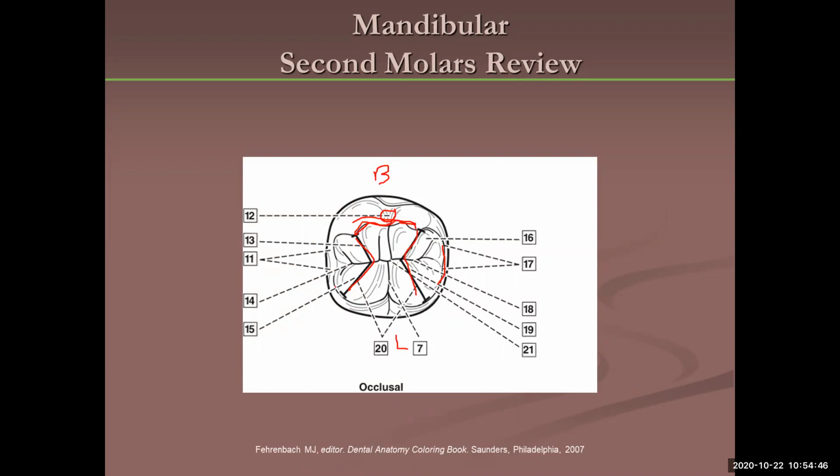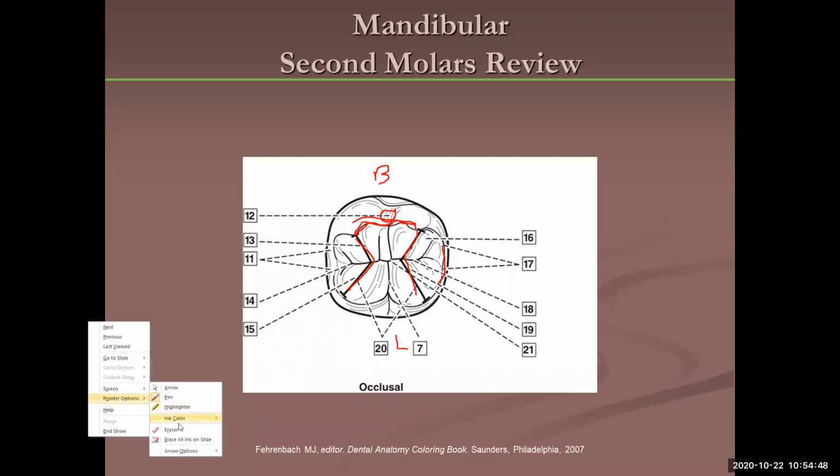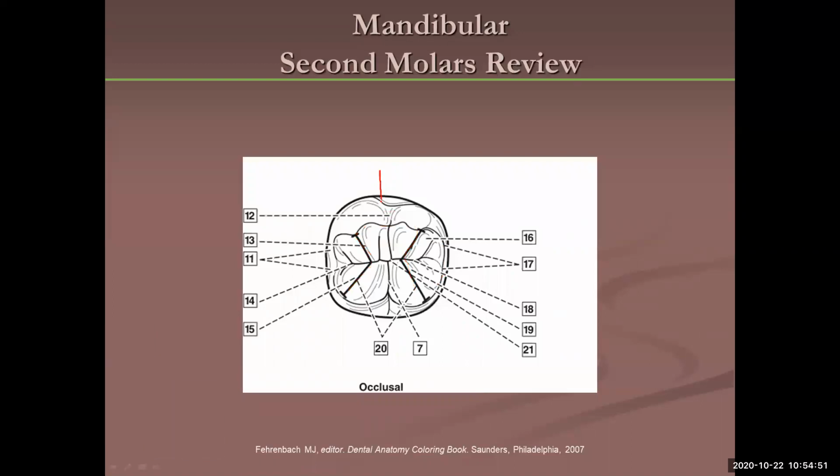So you want to separate the tooth into parts when you need to label something. So this is the mesiobuccal. This is the mesiobuccal ridge of the mesiobuccal cusp. This would be the distobuccal ridge of the mesiobuccal cusp. It's going towards the distal. Distal marginal ridge.